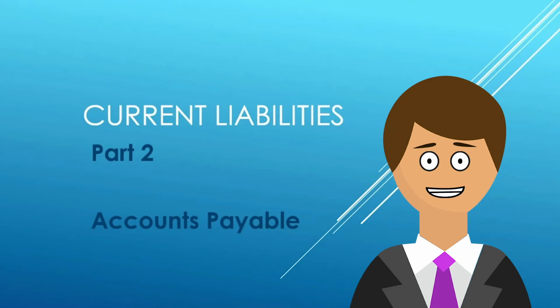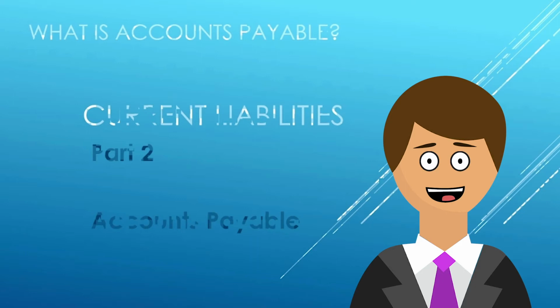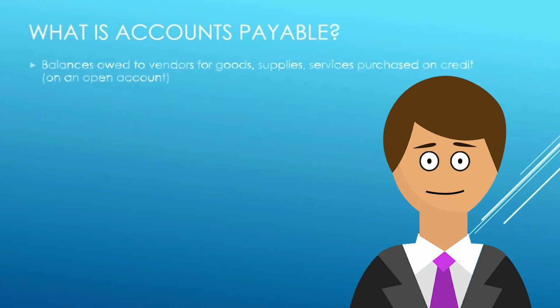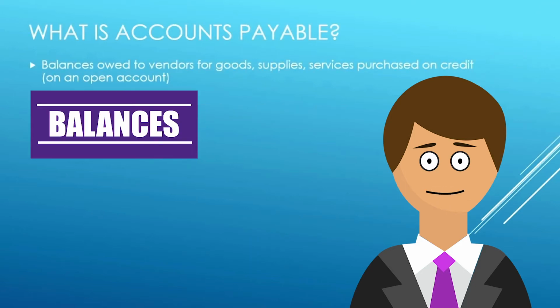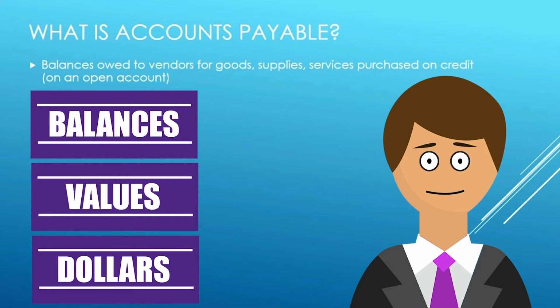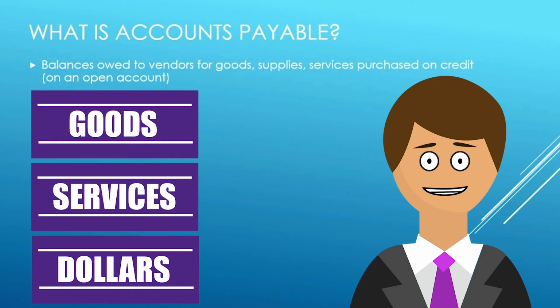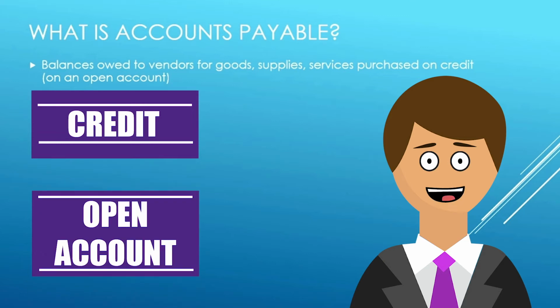For part 2 of our discussion on current liabilities, we're going to look at accounts payable. Now, what is accounts payable? Well, those are balances, values, dollars that we owe to vendors for the goods, services, and supplies that we've purchased from those vendors on some sort of credit or an open account.